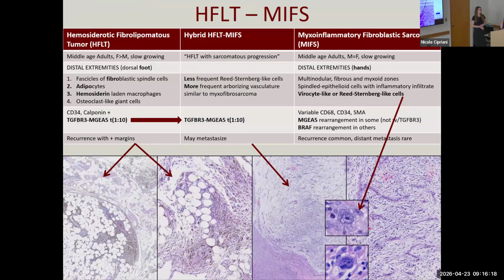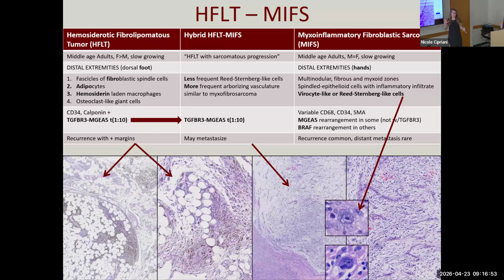Okay, hemorrhagic fibrolipomatous tumor, myxo-inflammatory fibroblastic sarcoma. Boy, if you can get through this presentation and say all of these tumor words, you have won the prize. Okay, HFLT looks like hemorrhagic fat with spindle cells. It's neoplastic, though. It has this TGFBR3-MGEA5 gene rearrangement. If you look on low power, you're like, did this patient bleed into their fat? Look for those spindle cells. That's a tumor. It can transform to myxo-inflammatory fibroblastic sarcoma, which almost looks like myxofibrosarc.